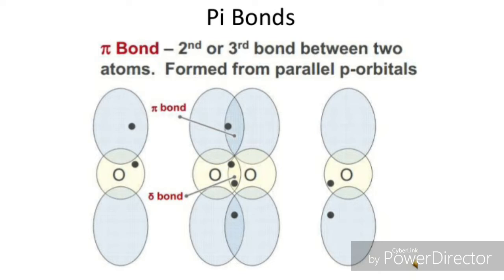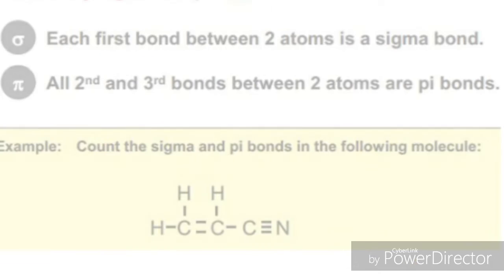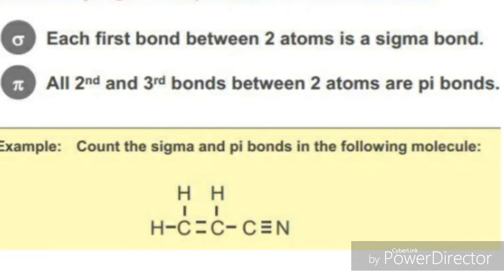Students, pi bond is formed by the lateral overlap or sidewise overlap of p orbitals. This is weaker than sigma bond. Students, if you take oxygen molecule, between two oxygen atoms, double bond is present. If you take nitrogen molecule, between two nitrogen atoms, triple bond is present. In case of double bond and triple bond, the first bond between two atoms is a sigma bond. All second and third bonds between two atoms are pi bonds.